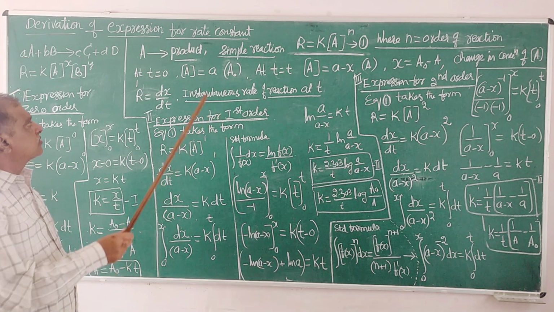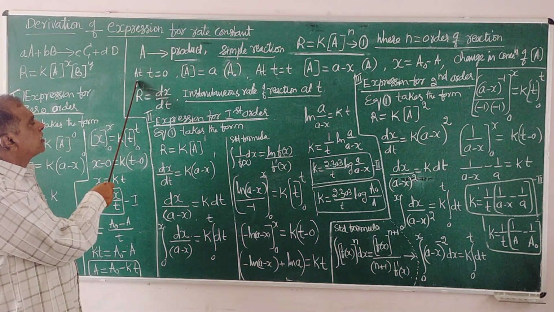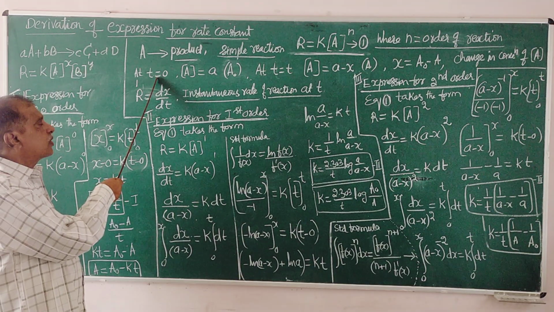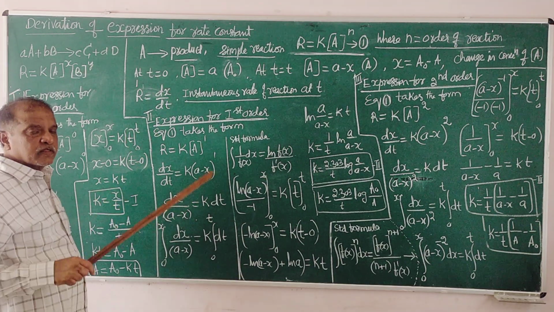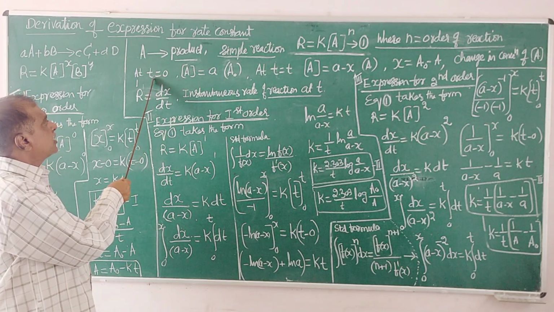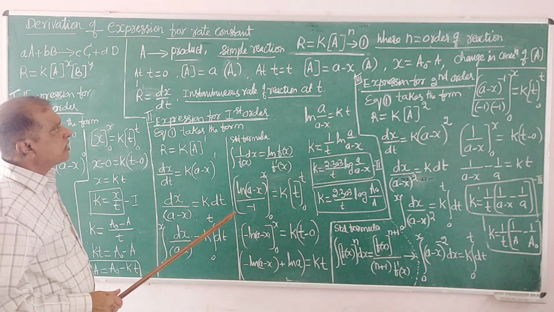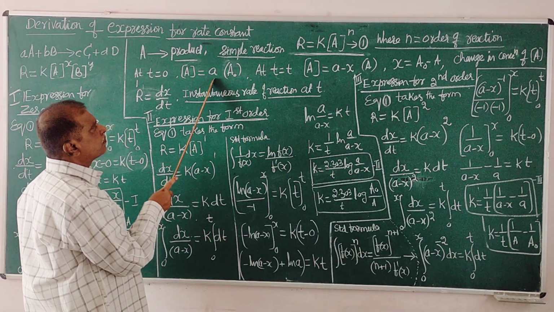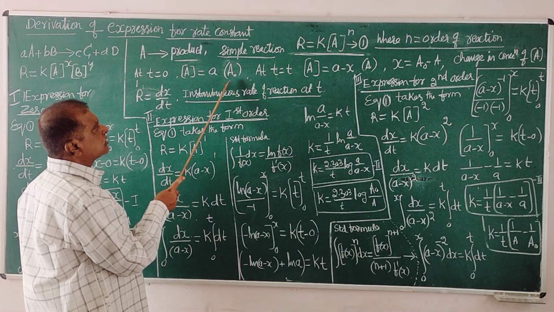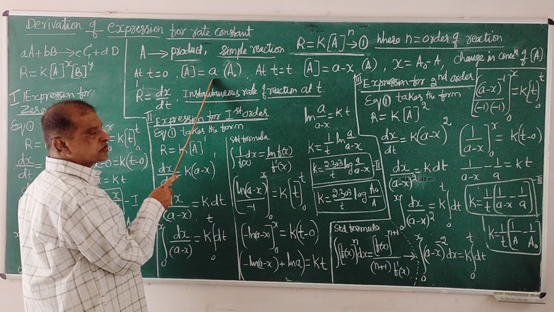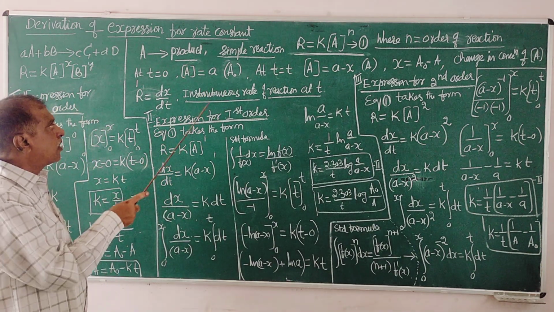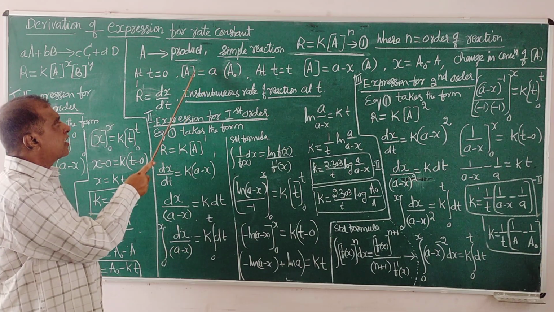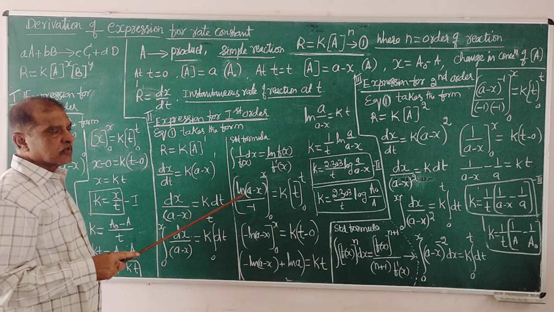So let us say that at time t equals 0, the commencement of the reaction, the concentration of the reactant is small a. Some books use the symbol small a. This is the initial concentration of the reactant at the commencement.